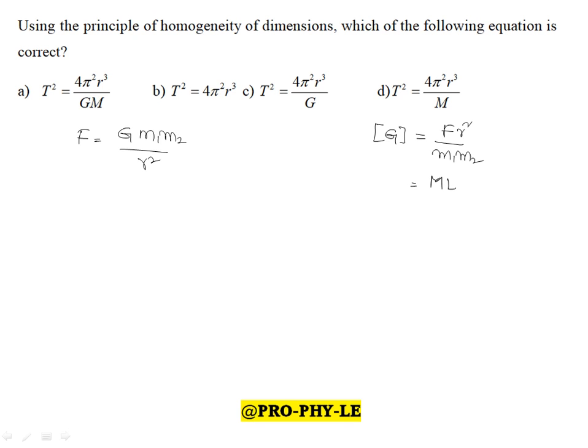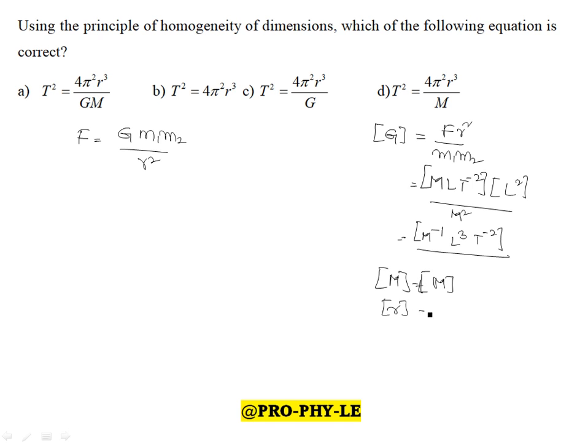F will have dimensions of M L T power of minus 2, into r square, that is L square, by m square. So this will be M power of minus 1 L cube T power of minus 2. This is the corresponding dimensions for G. And of course here mass is involved. Mass will have dimensions of M, and radius is involved. So radius is nothing but length. Its dimensions are L.